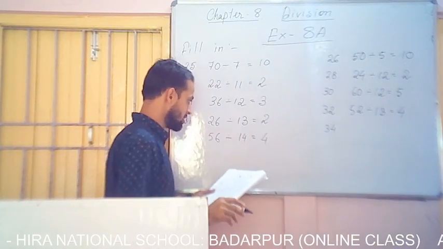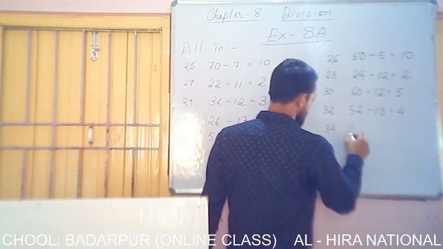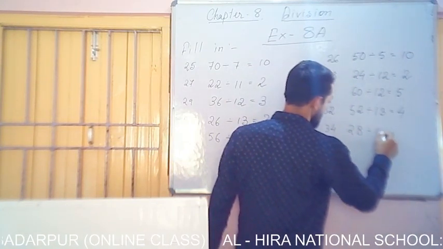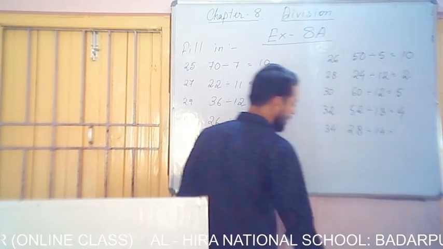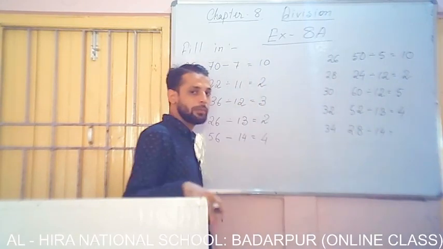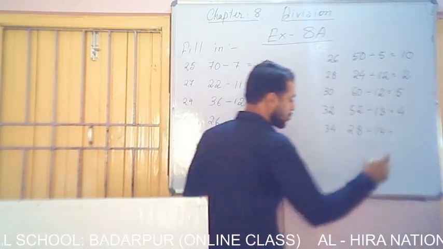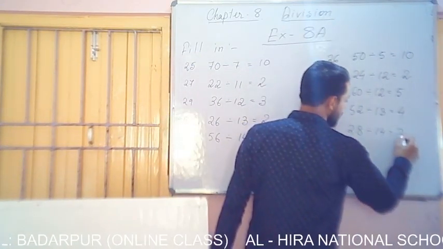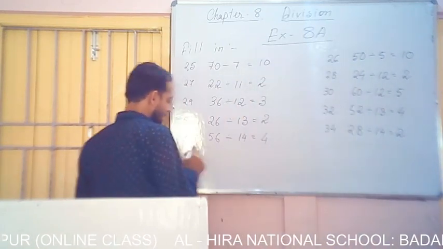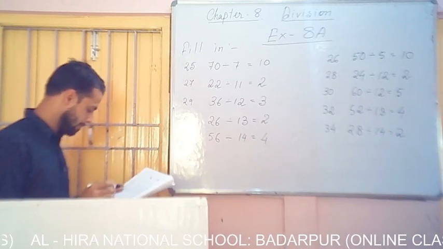The next question is 34. Okay. So question number 34 is what? 28 divided by 14. So here we are going to divide 28 by which number? 28 by 14. So if we divide 28 by 14, we'll get what? We'll get 2. That means 14 multiplied by 2 equals to what? 28. Now question number 35.